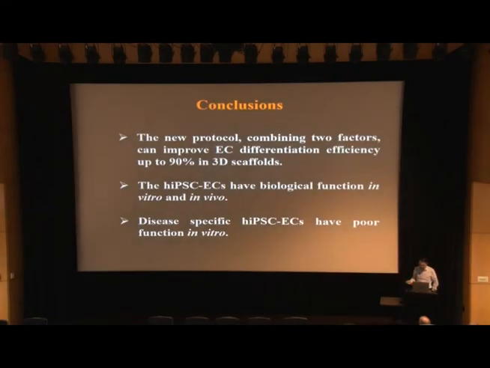So this data suggests we have developed a new and more efficient endothelial differentiation protocol, which can achieve more than 90% efficiency in 3D scaffolds. The endothelial cells derived from this protocol have biological function both in vitro and in vivo. And disease-specific endothelial cells have poor function compared to normal iPS-derived endothelial cells in vitro.